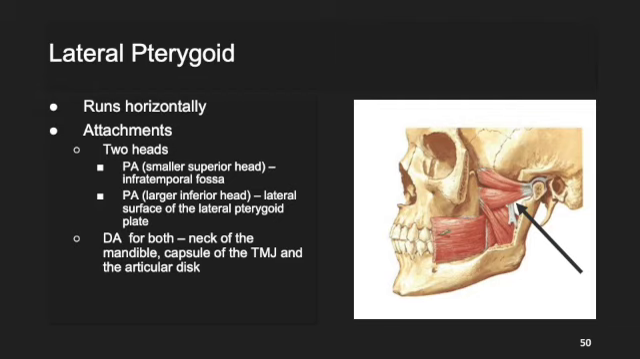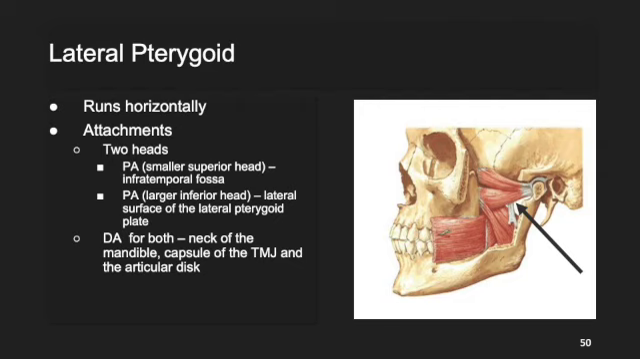So lateral pterygoid, this is a muscle that's very, very common for a painful site. This is a muscle that I can personally say I have had dry needled. It wasn't that bad. And what we're going to look at here is a muscle that runs horizontally, and it's going to have two different heads. It's going to have a smaller superior head, as you can see from the picture, and a larger inferior head.